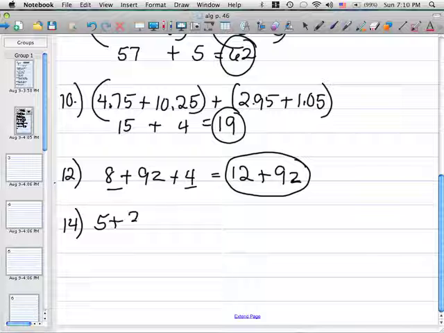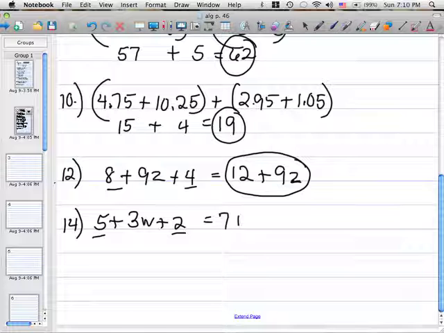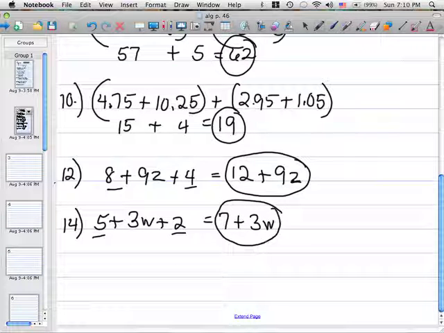14, you have 5 plus 3w plus 2. Again, the like terms are the 2 and the 5, so I can add those together. It's 7. And the 3w is unlike, so I can't add the 7 and 3 because I have to multiply by the w first. So that's all I can do there.